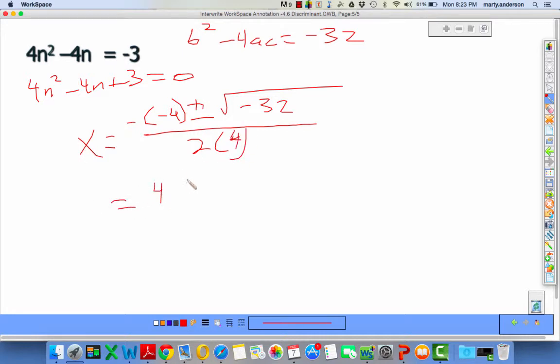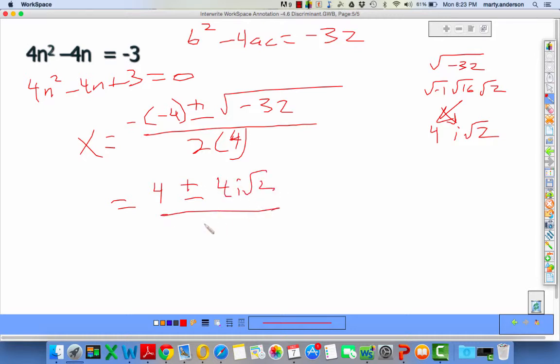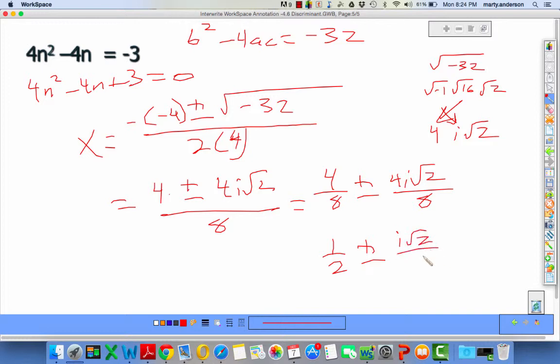I get 4 plus or minus. Let's break down the square root of negative 32. Square root of negative 1, square root of 16, square root of 2, 4i root 2. I get 4i root 2 all over 8. Split them up. 4 over 8 plus or minus 4i root 2 over 8. 1/2 plus or minus i root 2 over 2. 4 over 8, 1 over 2. There's my 2 complex solutions, no real roots.